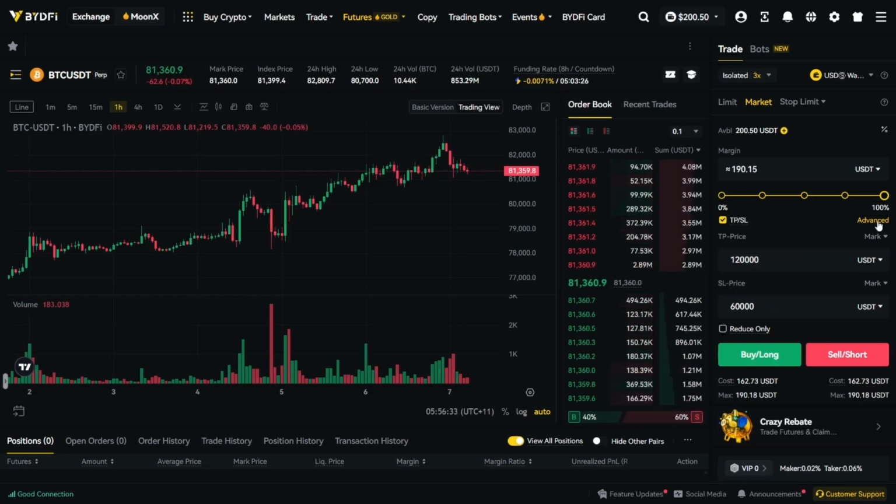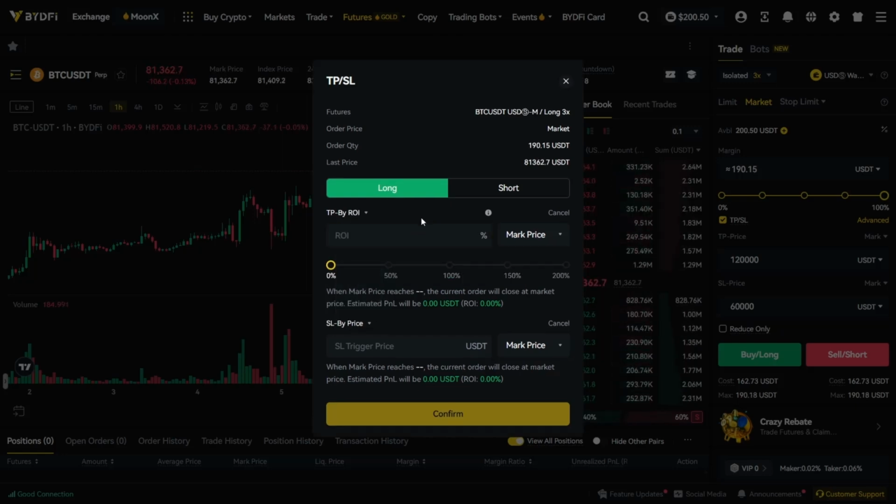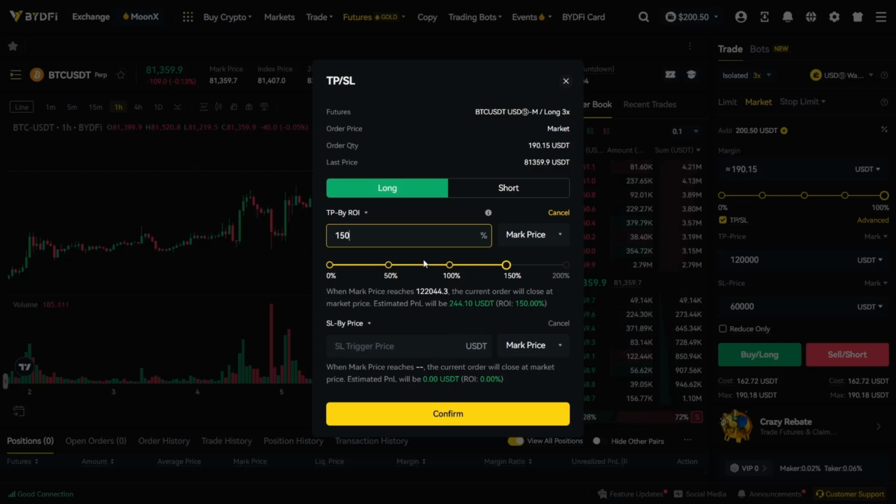There also is an advanced option. This can give you different ways to set your take profit and stop loss. We have by price, by ROI, or by P&L. By price is how we just set our take profit and stop loss. By ROI is the rate of return percentage with your 3x leverage. So let's say we're up 150% on our trade.